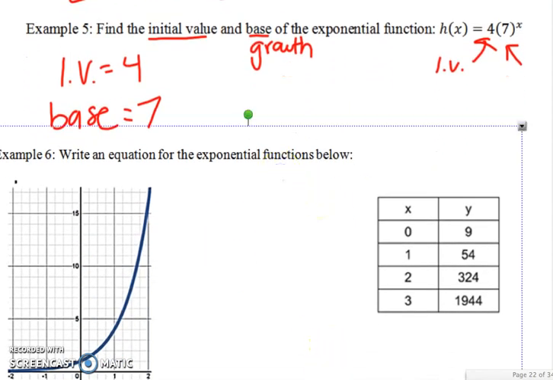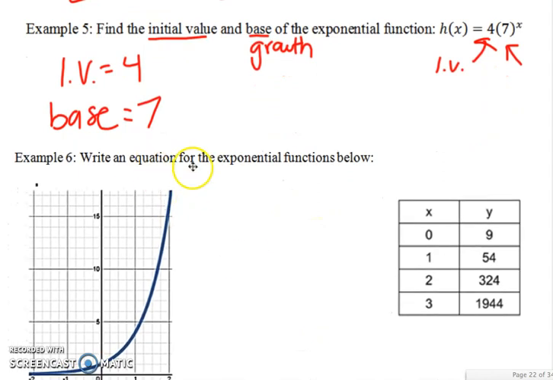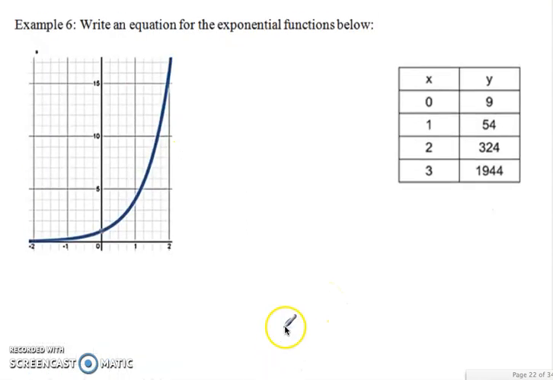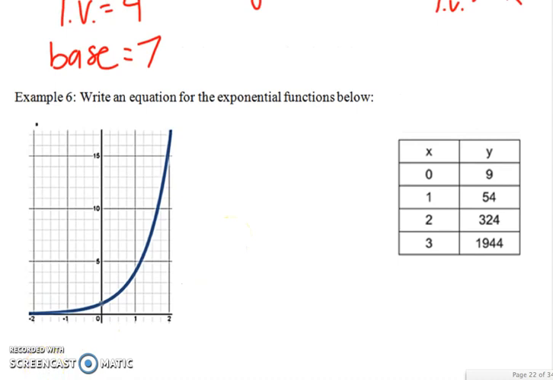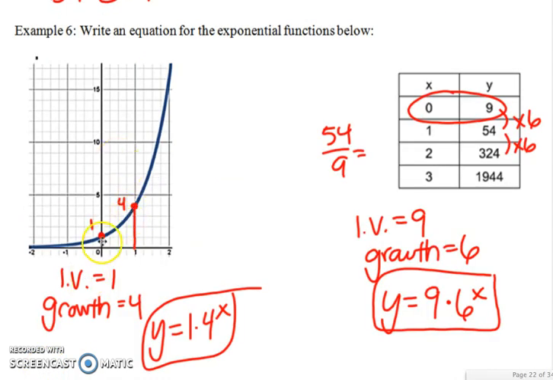All right, so why don't you try example 6 on your own? I want you to write the equation from the graph and from the table. So you're going to need to find the initial value and the growth factor first. So press pause and write the equation. In this example, I found the initial value to be a 1. Then I went over 1 and I found a point at 4. So I would ask myself, how can I get from a 1 to a 4 multiplying? So 1 times 4 is 4. So that's why your growth factor is a 4. So my equation would be y equals 1 times 4 to the x for the graph.